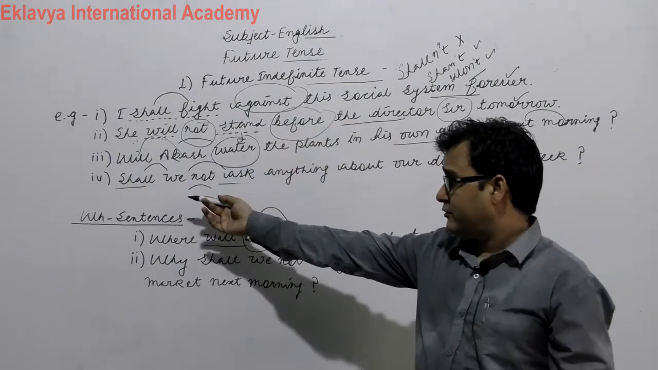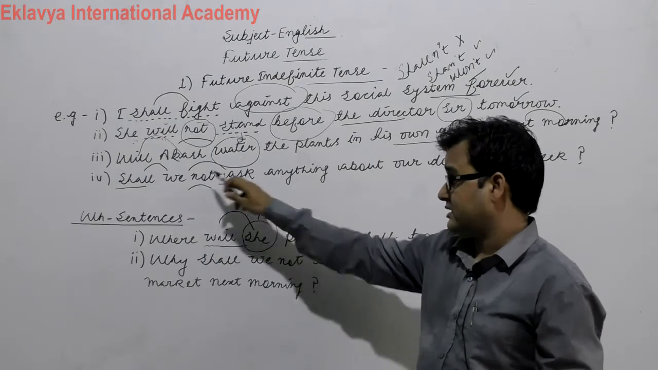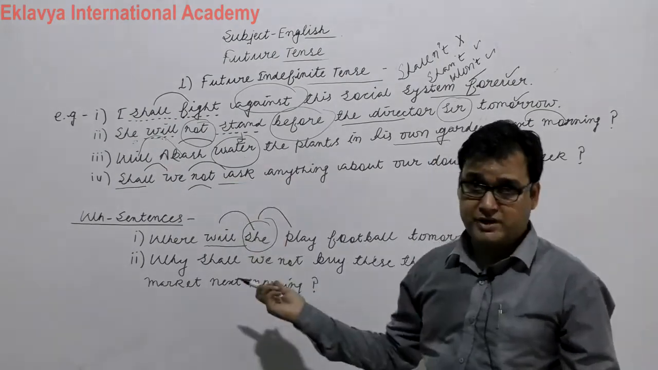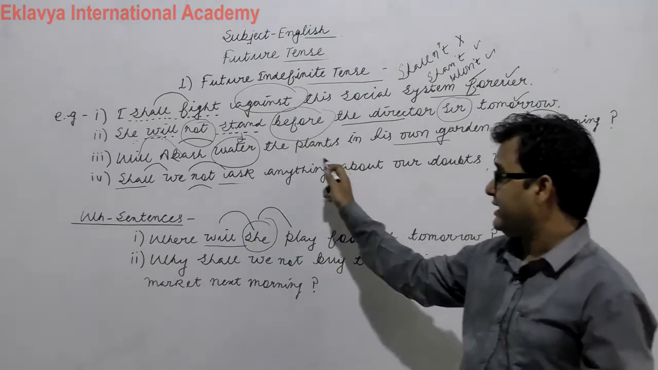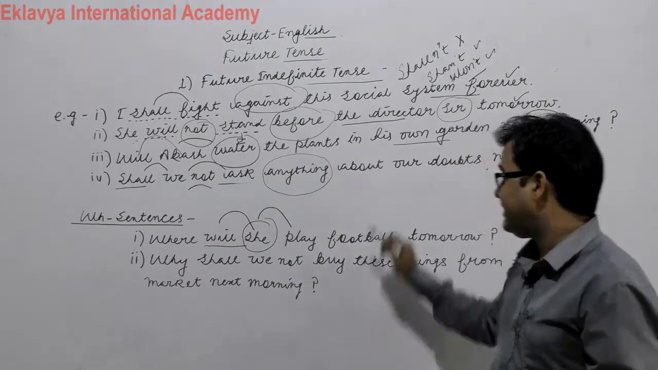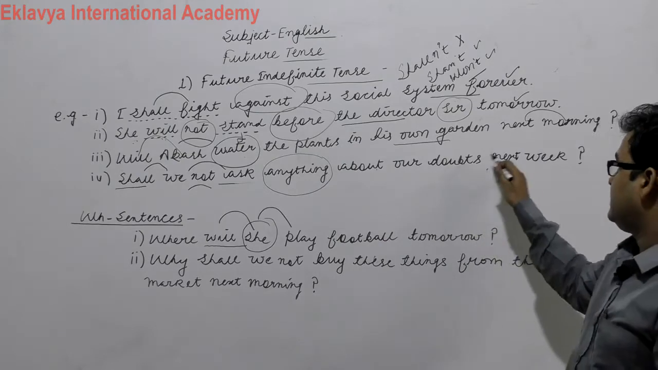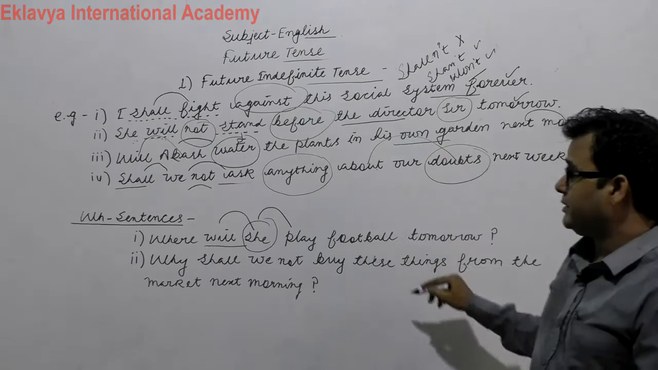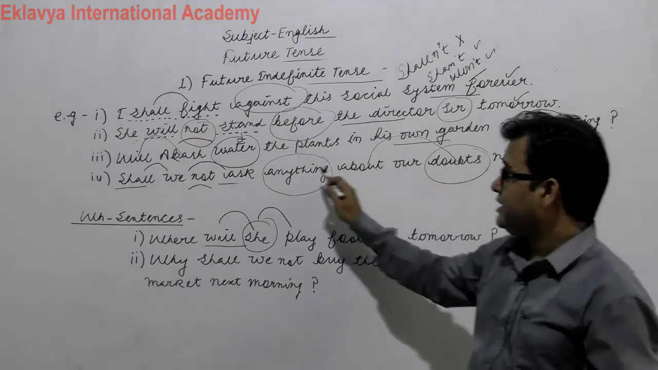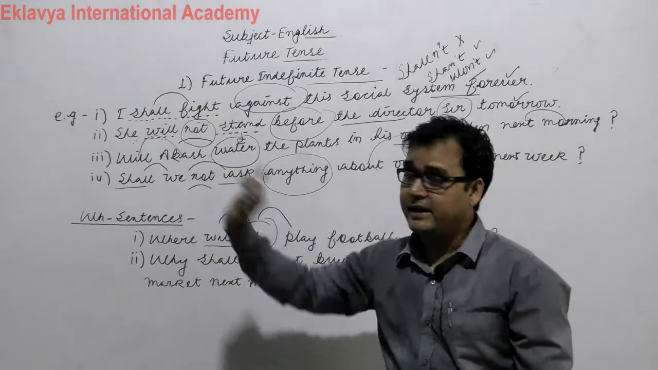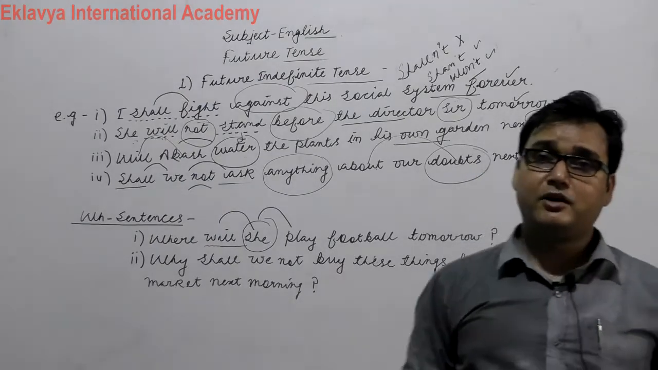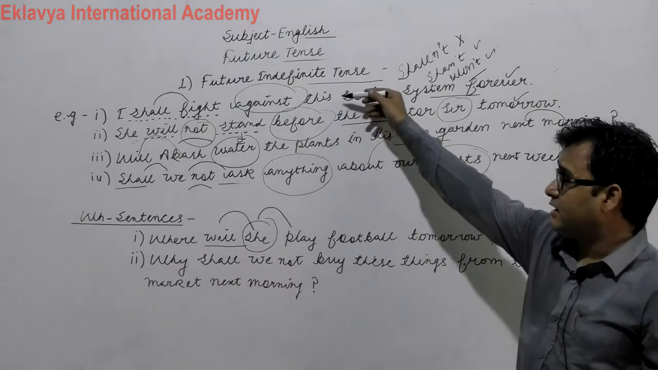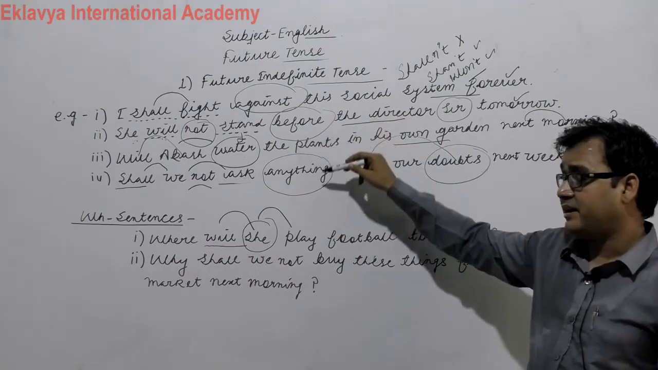Next example number 4 is shall we not ask anything. Shall we not ask? क्या हम नहीं पूछेंगे? क्या हम कुछ नहीं पूछेंगे? Anything. Shall we not ask anything about our doubts next week? क्या अगले सप्ताह हम अपने संदेहों के बारे में, again we have a preposition, अपने संदेहों के बारे में कुछ भी नहीं पूछेंगे. Is it clear? The example basically of your negative interrogative sentence, you know that very well. So these examples are of affirmative, negative, interrogative and negative interrogative sentences.